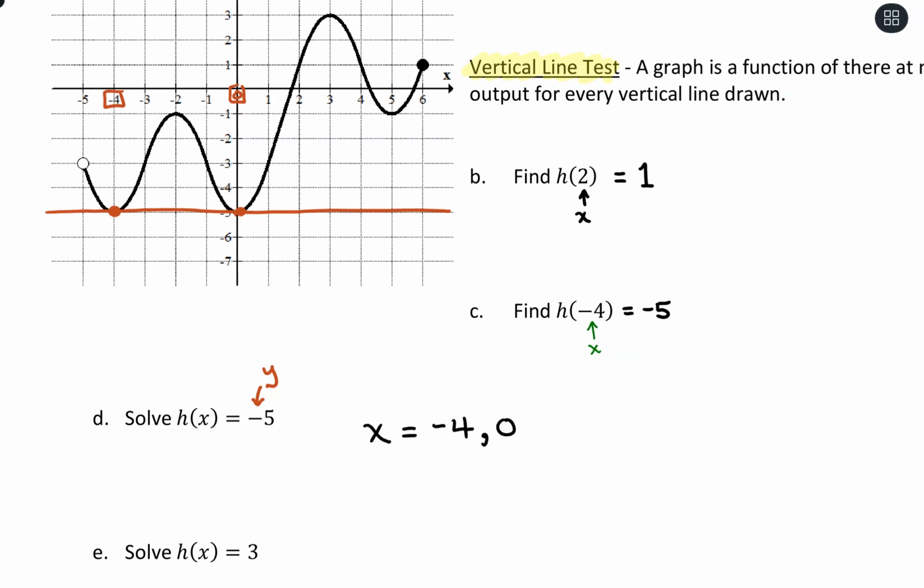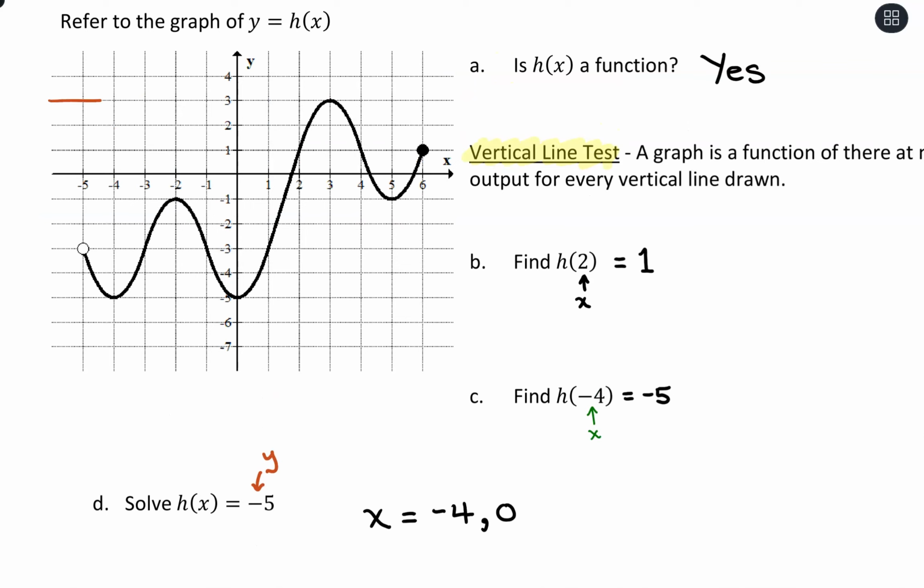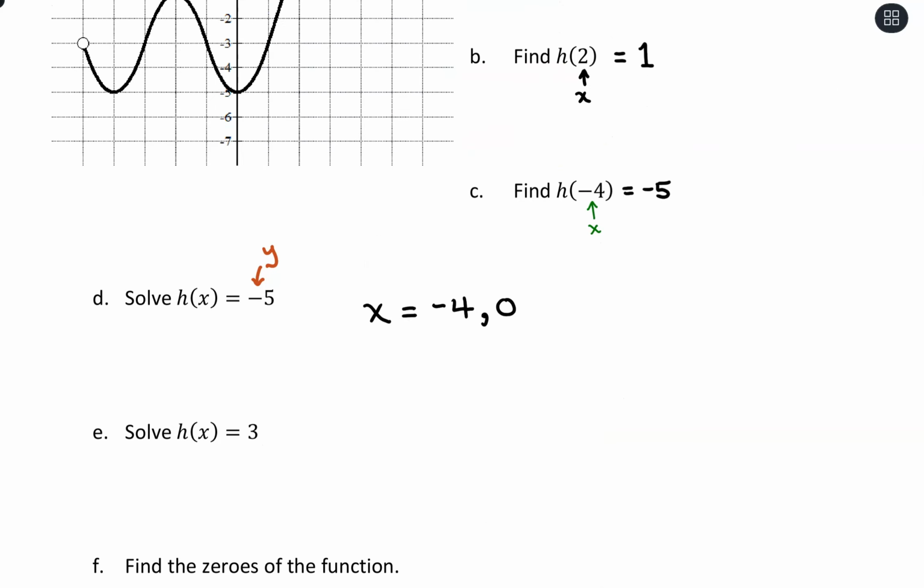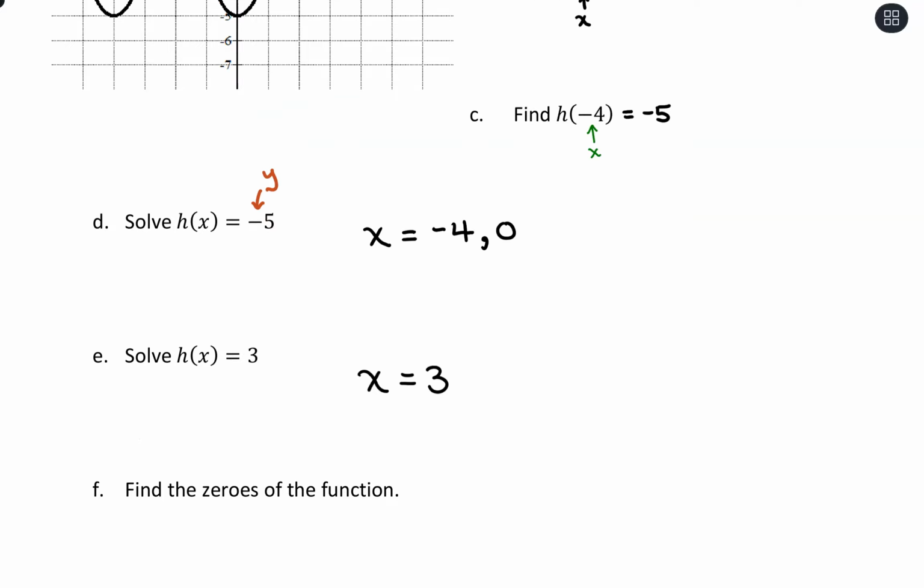If we wanted to solve h of x equals negative 3, we would do the same routine. So I'd go to negative 3 and draw a horizontal line and see where we intersect, and we're going to have one intersection, which is occurring at x equals positive 3. So with that one, we'll just have one solution, x equals 3. You might have one solution, two, you could have 100 solutions, a lot more possibilities there.